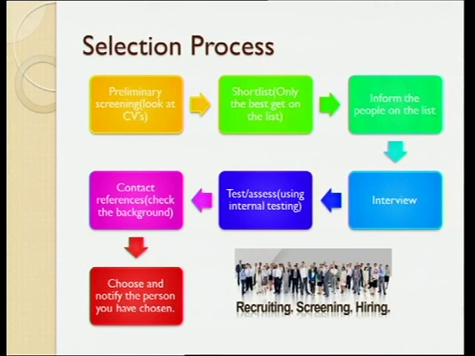The last step. After I've done all of this, I've got everything I need. I've met you, I've tested you, I've checked your references, I'm happy. I choose and notify the person, hey, congratulations, you have the job. So very standard. If you think about it, it makes sense. It's a logical process. You as learners need to know the steps, and you need to know them in order, because it makes no sense having an interview before I've actually got CVs. So think about it. We're going to move on now. So that's the selection process.